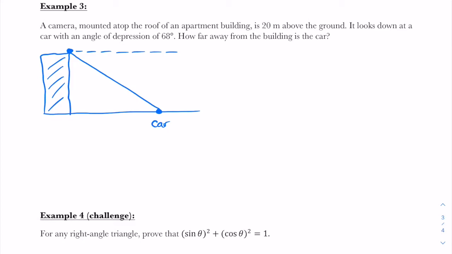Notice this is going to form a 90-degree triangle. And we're given the angle of depression. In this case, it's 68 degrees. Please take note of where I put the angle of depression. It always has to be that angle between the dotted line and the line of sight. And we want to determine how far away the car is from the building. So let's label that x. And we also know the height of the building, which is 20. I'll label that right here.